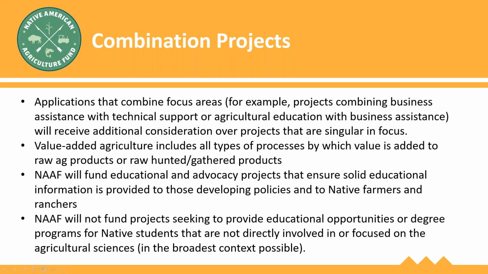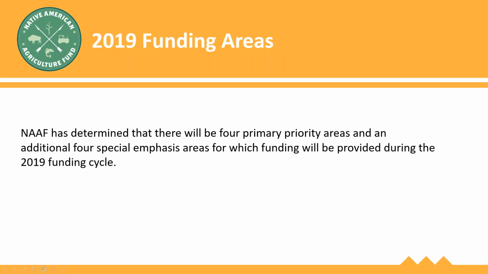NAAF will not fund projects seeking to provide educational opportunities or degree programs for Native students that are not directly involved in or focused on the agricultural science in the broadest context possible. Next. 2019 funding areas. NAAF has determined that there will be 4 primary priority areas and an additional 4 special emphasis areas for which funding will be provided during the 2019 funding cycle. Next.